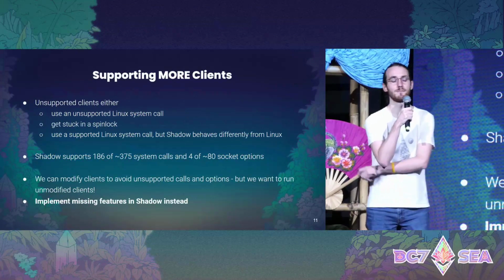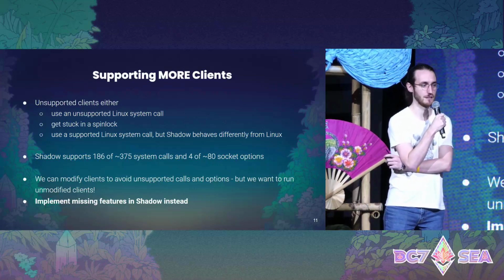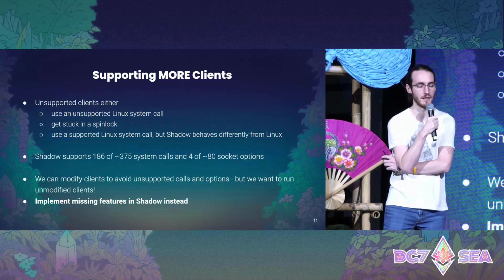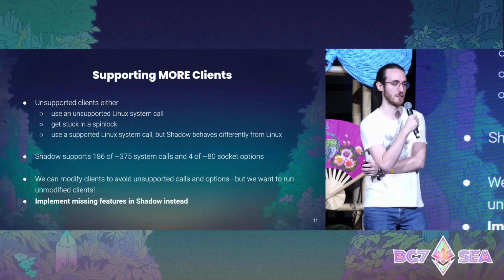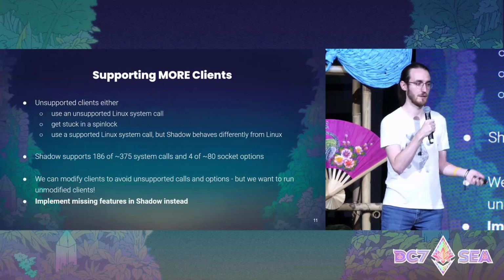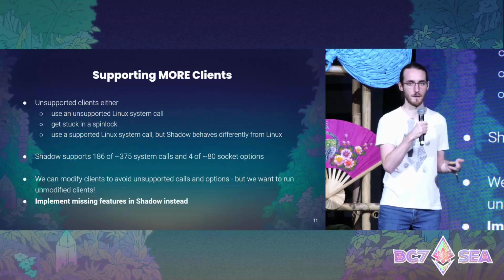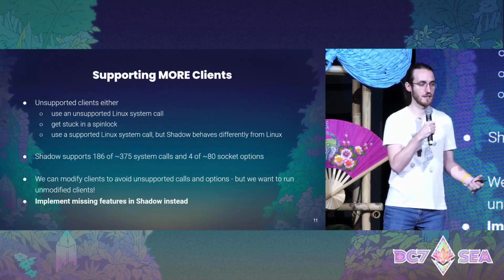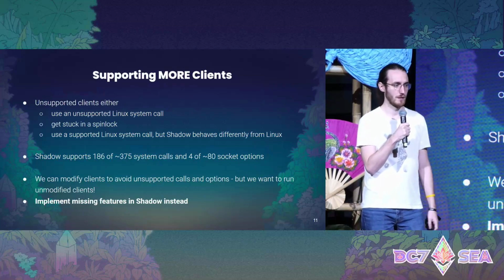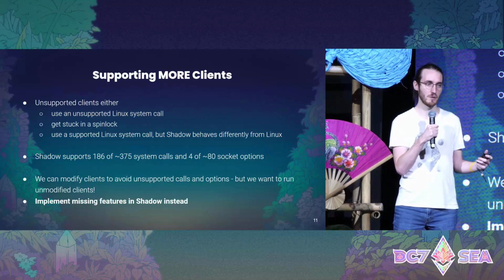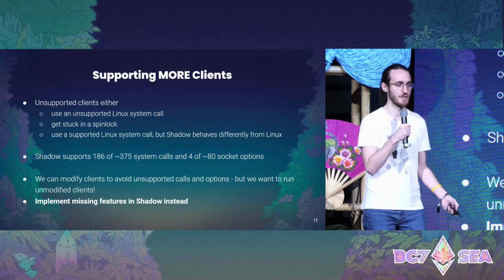Supporting more clients. Well, to be a really useful tool, it would ideally support all the Ethereum clients. However, this is not currently the reality, because unsupported clients use a Linux system call that is unsupported by Shadow, or get stuck in a spin lock, which Shadow can't really cope well with, or use a supported Linux system call, but the implementation in Shadow is a bit different from the actual implementation in Linux.